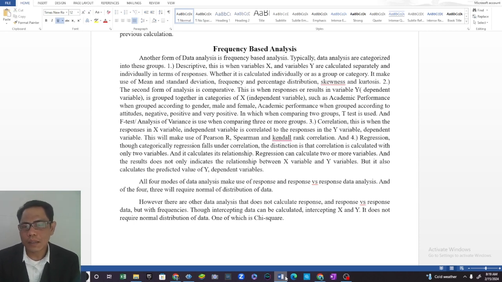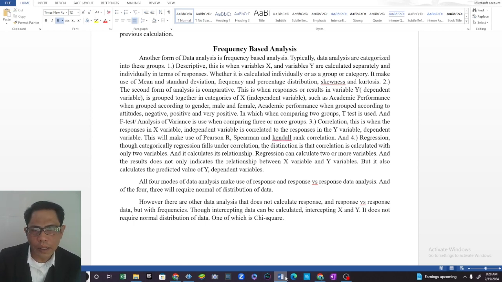The second form of analysis is comparative, that is when responses or the results of the Y variable, dependent variable, is grouped together in categories of X variable or the independent variables, such as performance when grouped according to gender, male or female, academic performance when grouped according to attitudes, negative, positive, very positive, in which when comparing groups, t-test is used comparing two groups, and f-test, or analysis of variance, is used when comparing three or more groups.